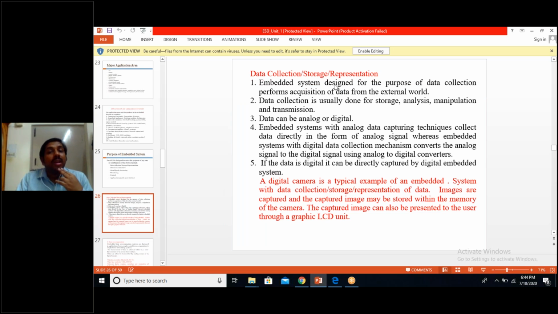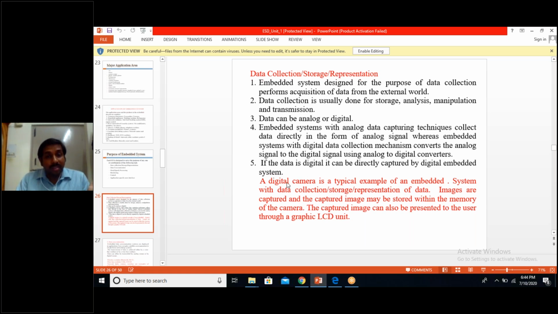Embedded system is designed for the purpose of acquisition of data from the external world, and this data, whatever we acquire, must be stored, it must be analyzed, and then it must be transmitted. And the data can be in analog form or digital form. So whatever the embedded system with analog data capturing techniques you are doing, it must be digitized by an analog to digital converter. If digital data is directly captured, then you must have a digital system. So data collection, storing, and again representing in the memory in some format.